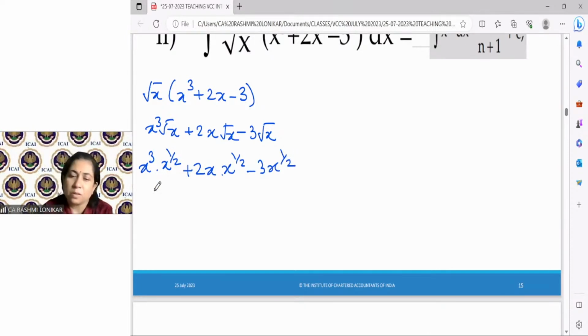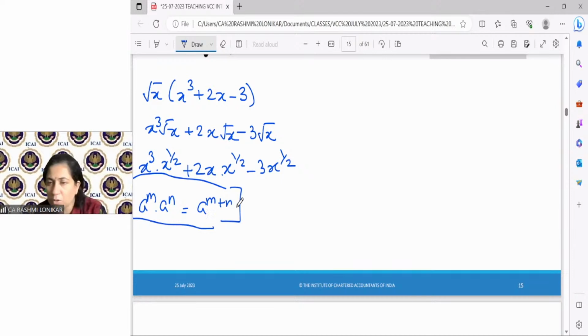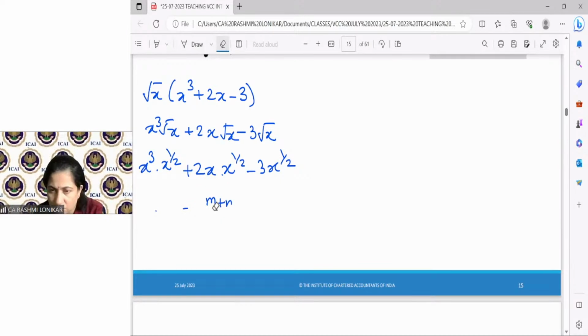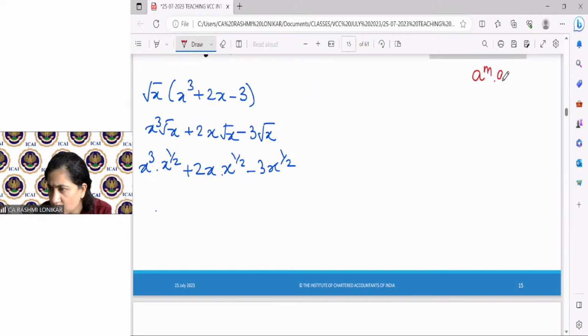What am I using? A raised to m into a raised to n is equal to a raised to m plus n. Let me not write it here, otherwise some students get confused. Okay, so what am I using? I'm writing it for you here: a raised to m into a raised to n is equal to a raised to m plus n.